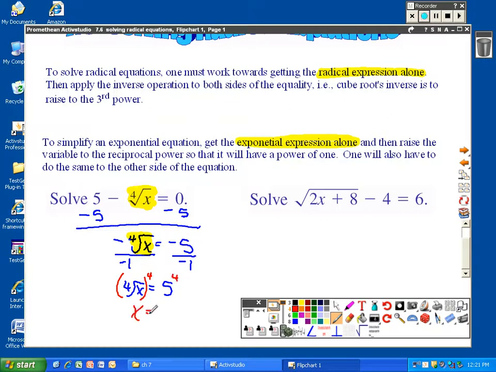So x would equal 5 to the fourth. 5 times 5 is 25. 25 times 25 is 625. We can always check if our answer is right or extraneous by substituting it back in. So 5 minus the fourth root of 625 equals 0. 5 minus 5 equals 0. 0 equals 0, so it checks out. So 625 is my solution.